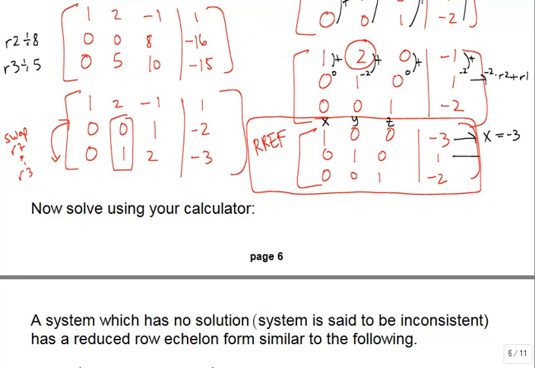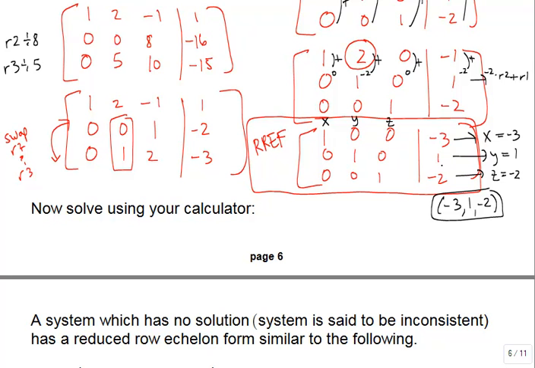If you look at row 2, no x's and no z's, but y has to be 1. And row 3 tells me that z has to be negative 2. So my solution must be negative 3, comma 1, comma negative 2. So just by getting it into that reduced row echelon form, all the numbers over here on the right are your answers.